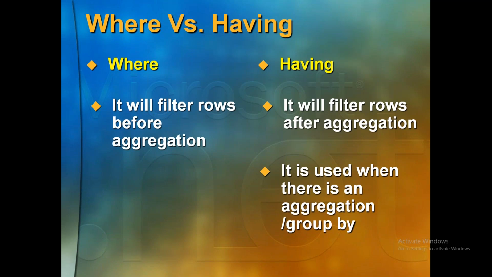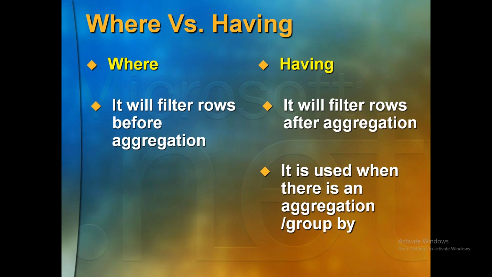So what is the difference between where clause and having clause? Where clause will filter rows before aggregation. Having clause will filter rows after aggregation. It is used when there is an aggregation and group by. If there is no aggregate function and group by clause, having clause must not be used. Clear? What are the similarities between where and having? Both of them are used to eliminate rows. That is a similarity. But the difference is, before aggregation, before group by, where is going to be executed, and after group by and aggregation, having clause is going to be executed.